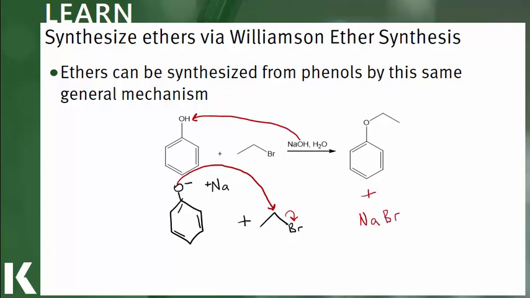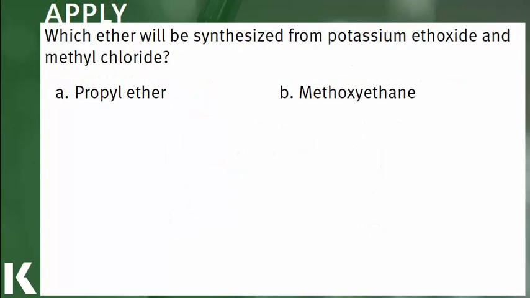Let's use this knowledge to predict the ether synthesized in a Williamson ether reaction. Here we have two reactants, so let's draw them out. The first is potassium ethoxide, which is our alkoxide. The second reactant is our alkyl halide, methyl chloride. Drawing the mechanism, the nucleophilic oxygen attacks the partially positive carbon. This kicks off the chlorine.